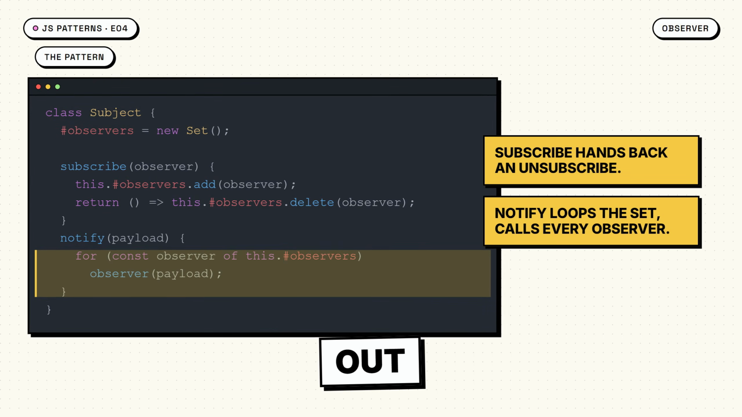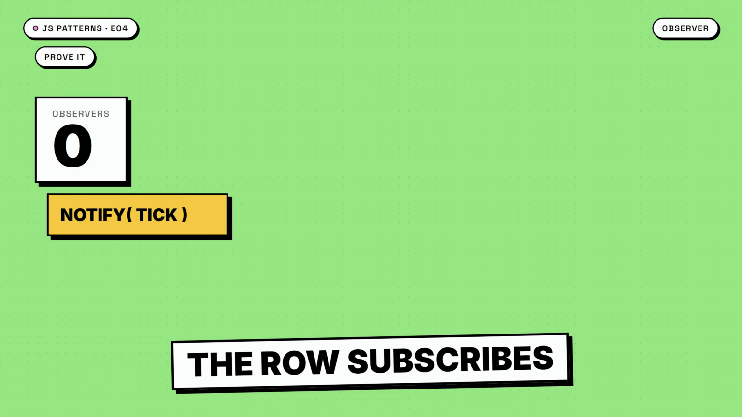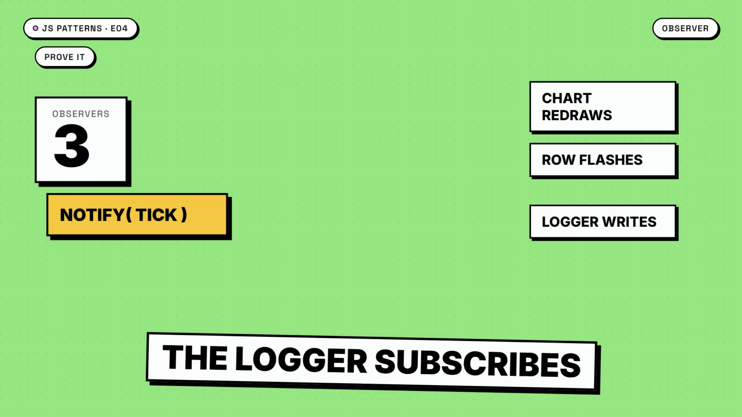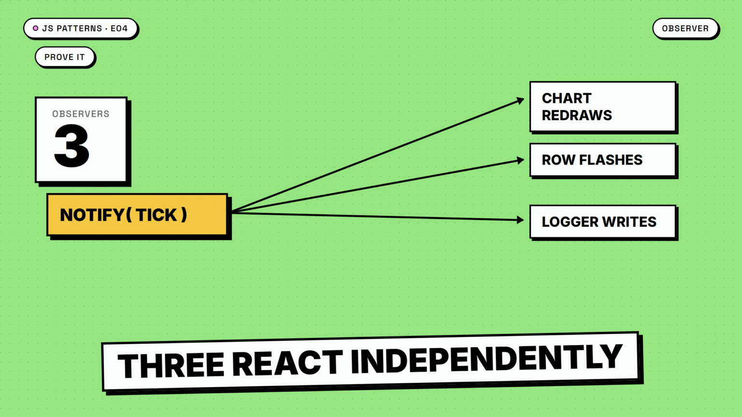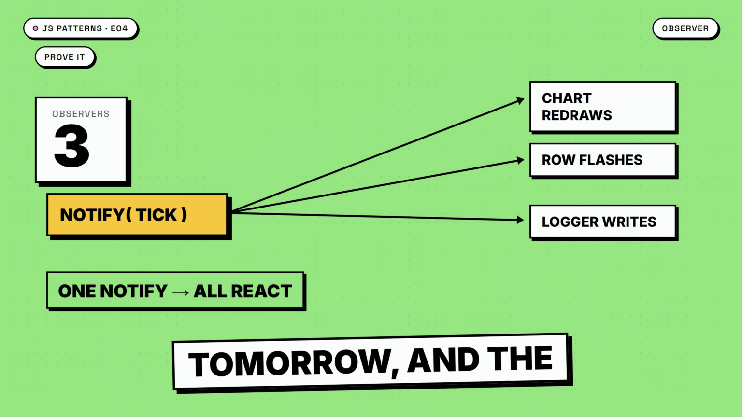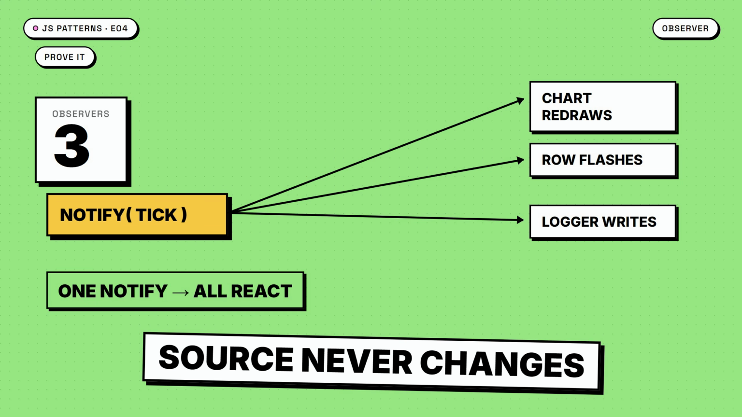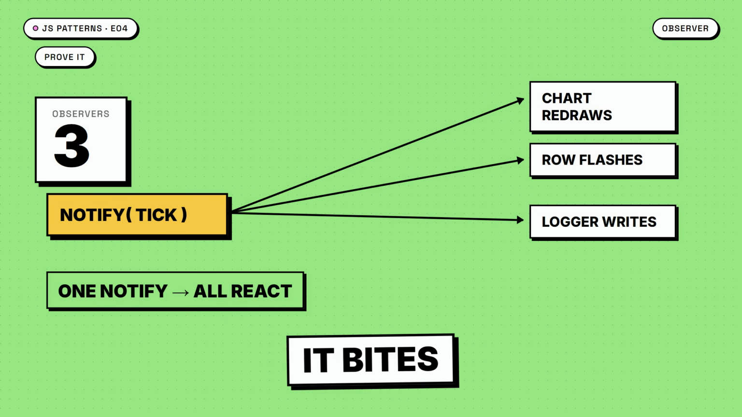Watch it fan out. The chart subscribes, the row subscribes, the logger subscribes. 3. One message comes off the socket, you call notify once, and all 3 react independently. Add a 4th tomorrow, and the source never changes. That's decoupling. But here's where it bites.